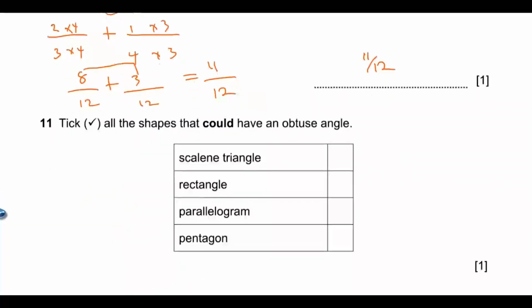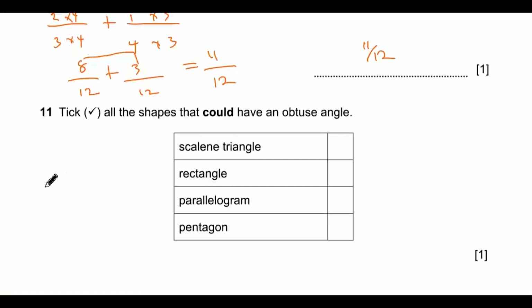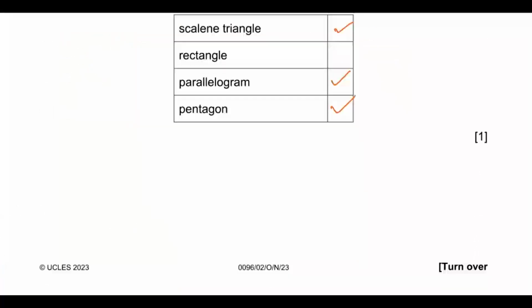Tick the sign for all the shapes that could have an obtuse angle. Here you could have an obtuse angle from a scalene triangle, so this is correct. From a rectangle, it is impossible because all the four angles are right angles, that is 90 degrees. For a parallelogram, it's possible. For a pentagon, it's possible. So let's go to the next question. That will be question 12.